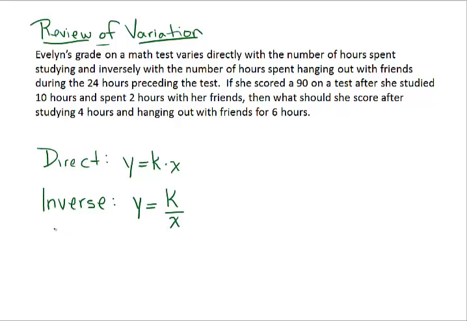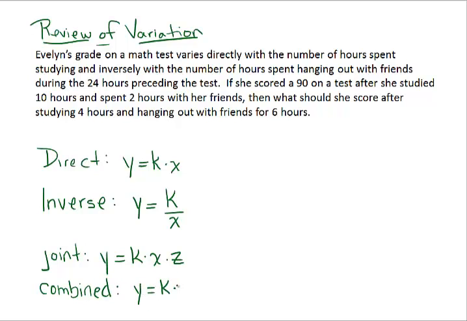A third type of variation is called joint variation. In this case, we have y varying jointly with both x and z. And then lastly, we have combined variation. Combined variation combines both direct and inverse variation. So direct variation is represented by the k times x, and then to represent the inverse, we divide by z. This is a review of all the different types of variation.